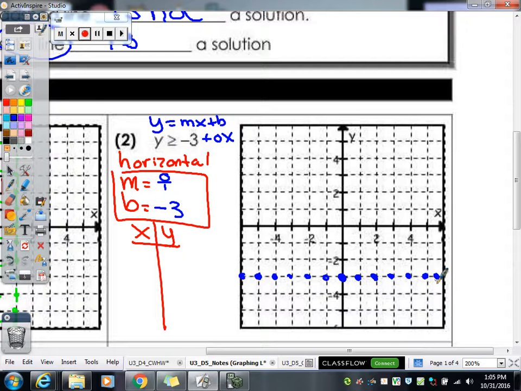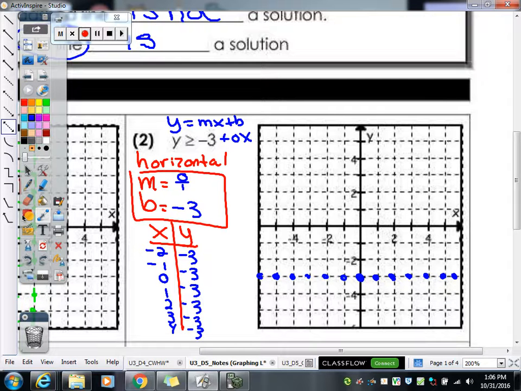Now, if I were to do a table, this table says y is always -3, no matter which x I pick, because there is no x in there. So you can pick any x you want: -2, -1, 0, 1, 2, 3, 4. Okay, and if you see, I graphed all those points. This is going to be a solid line because there's an equal sign.